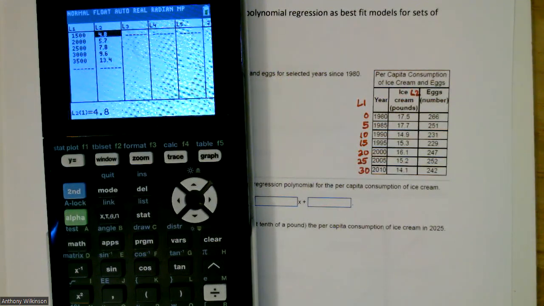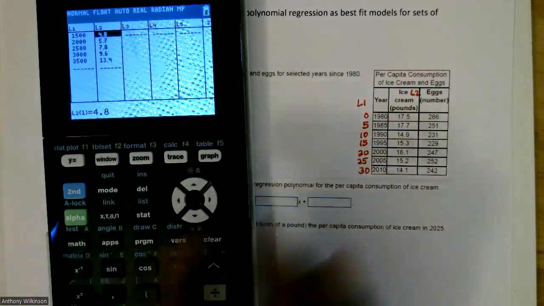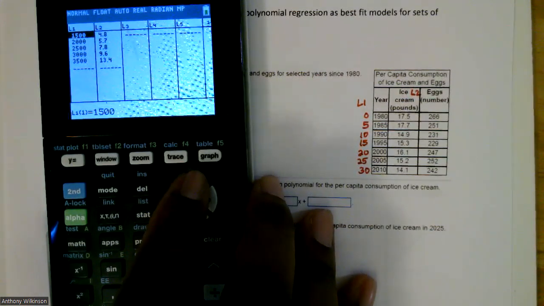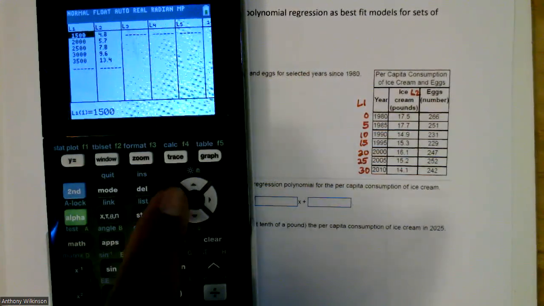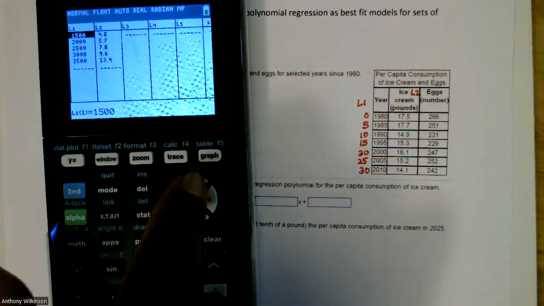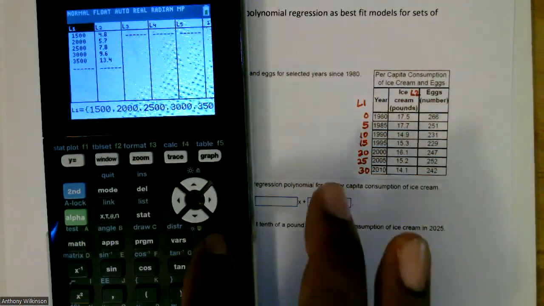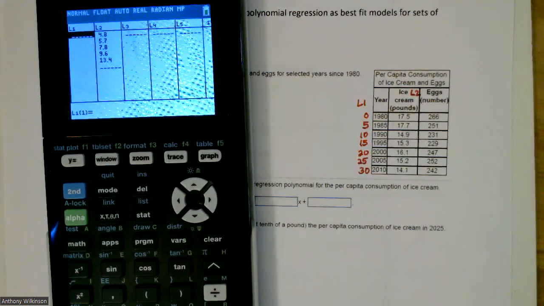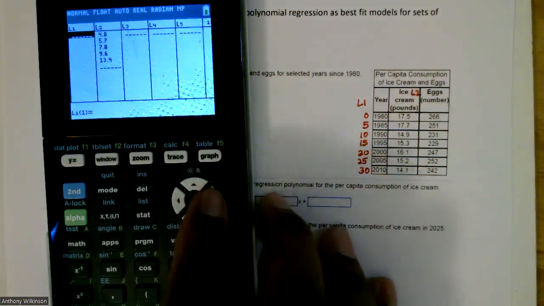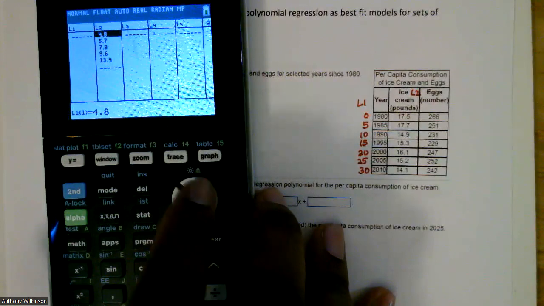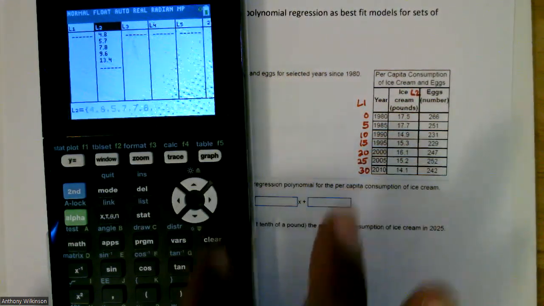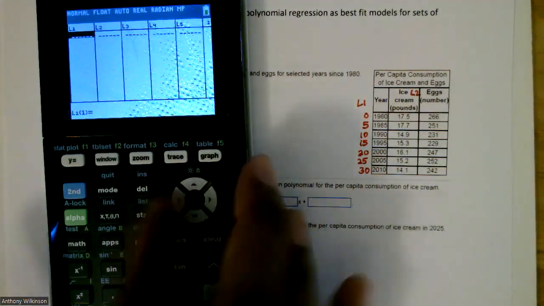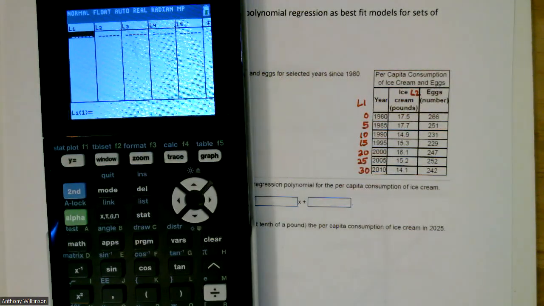Now notice I got some stuff in L1 and L2. To clear that out, I'm going to use my left arrow key to go over to L1, use the up arrow key to highlight L1, then press clear and enter. Then I'm going to go over to L2 using the right arrow key, use my up arrow key to highlight L2, press clear and enter. So now my columns are cleared.